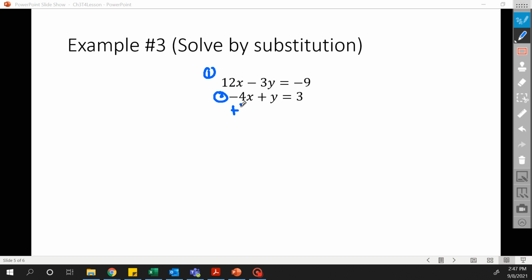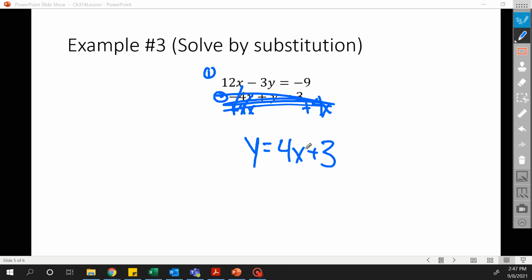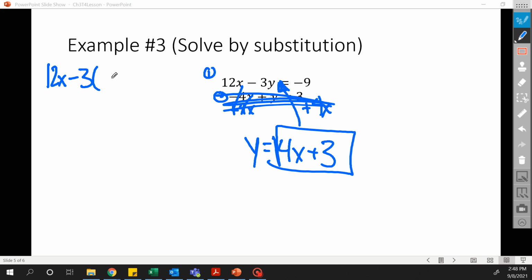It's very easy to solve the second equation for y. I can just move the 4x to the other side by adding it, and I get y is equal to 4x plus 3. So equation 2 is y equals 4x plus 3. Now I can use substitution. So I can replace the y in the first equation with 4x plus 3. So that becomes 12x minus 3 times y, but y is the expression 4x plus 3, and it's equal to negative 9. Once again, distribute and combine like terms.